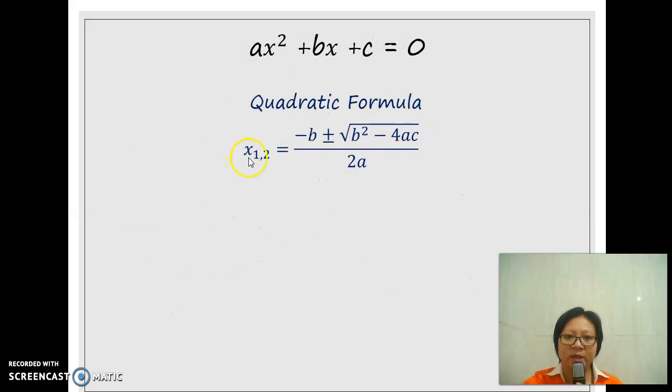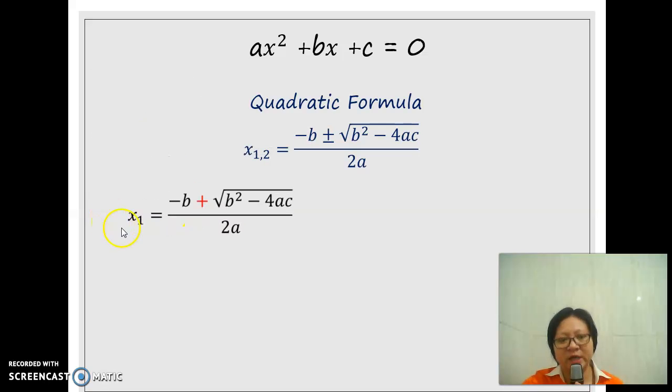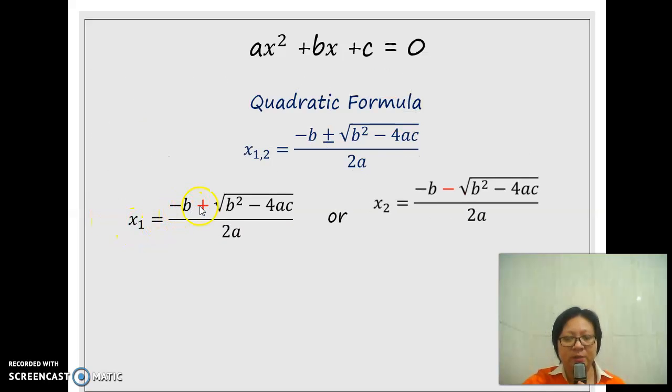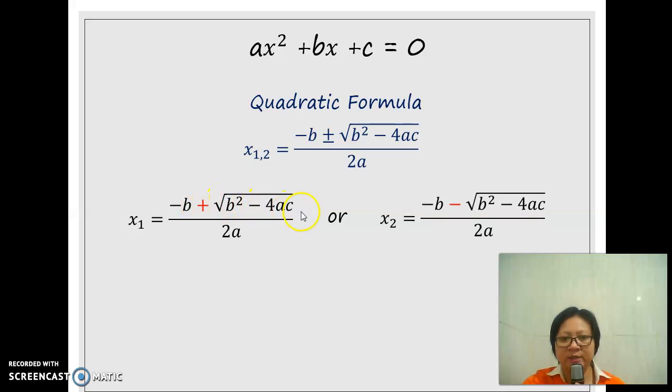The quadratic formula is x1, 2. The 1, 2 are put slightly below the line. It means there are two possible solutions for the quadratic equation. So x1, 2 equals negative b plus or minus the square root of b squared minus 4ac, all divided by 2a. We can separate the possible solutions into first x equals minus b plus the square root of b squared minus 4ac, all divided by 2a, or the second x equals negative b minus the square root of b squared minus 4ac, all divided by 2a.